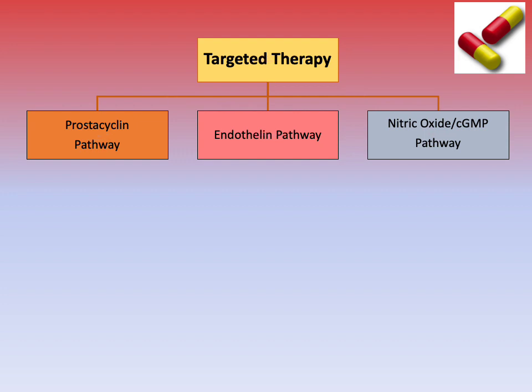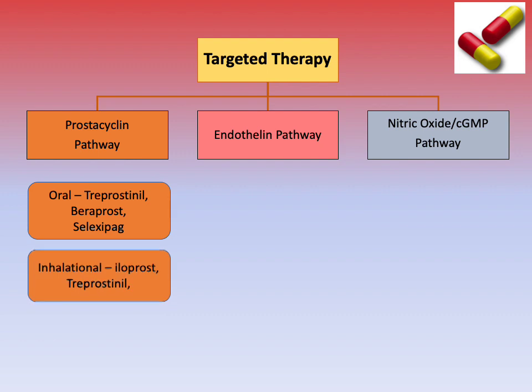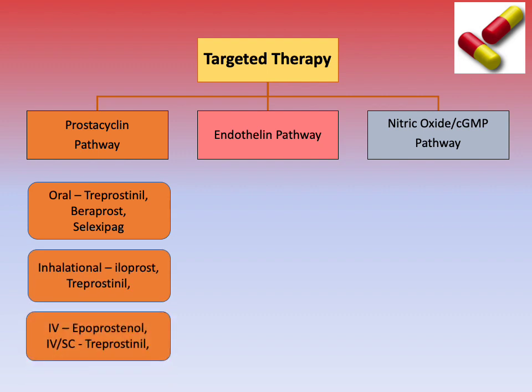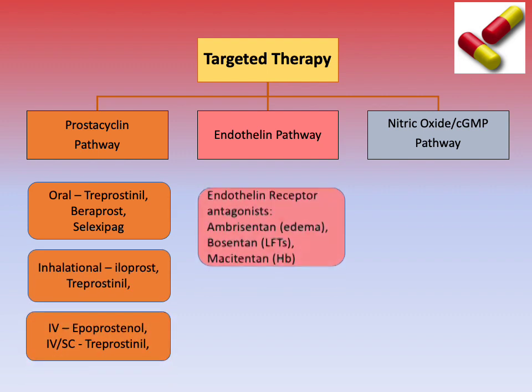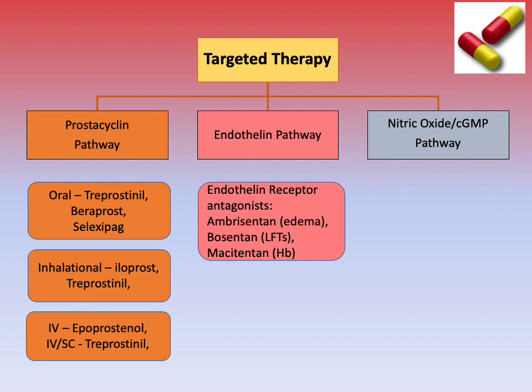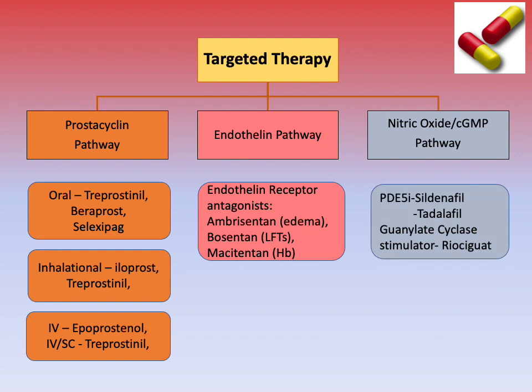Pulmonary hypertension is mediated by different pathways, and drug therapies are directed against these different pathways, which include prostacyclin pathway, endothelin pathway, and nitric oxide pathway. Drugs in prostacyclin pathway include oral, inhalational therapies, and parenteral therapies, while endothelin receptor antagonists include ambrisentan, bosentan, and macitentan, and nitric oxide pathway includes phosphodiesterase inhibitor and guanylate cyclase stimulator.